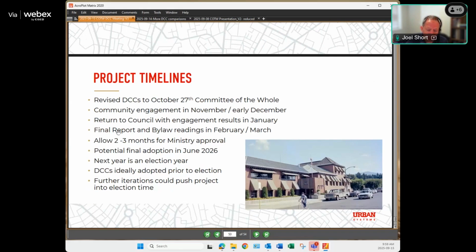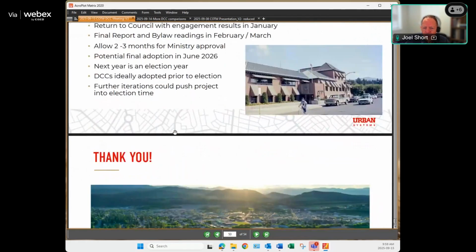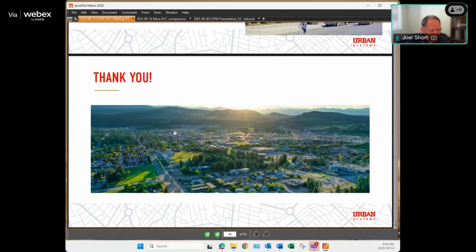And we are aware that next year is an election year, and it'd be good to get them adopted prior to the election. Basically, once it's off to the ministry, you've given it 3 readings, you've made your decision on it. Then it comes back from the ministry. You just have one more little step, but you do have to have a council meeting where you adopt it. Further iterations might push the project into election time, but I'm sure you're keenly aware of that. So those are the project timelines, and that's it for that presentation.